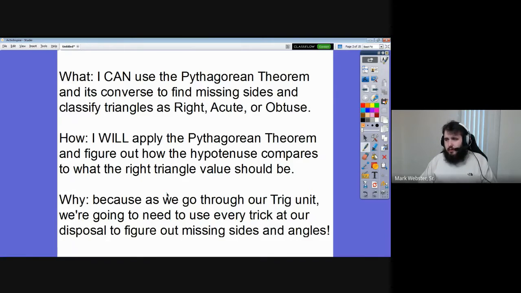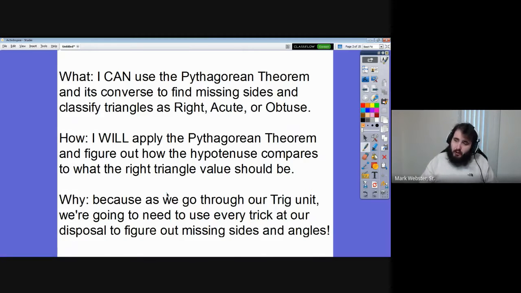And that's all well and good, but what we're going to start doing is branching out a little bit. We're no longer going to be saying, all right, well, we've got a right triangle, let's figure out what the missing side is. We'll start out with that, yeah. But where we want to get to is, all right, well, is this a right triangle? Could it be obtuse? Could it be acute? How do I know? How can I figure that out? So that's what we're going to do.